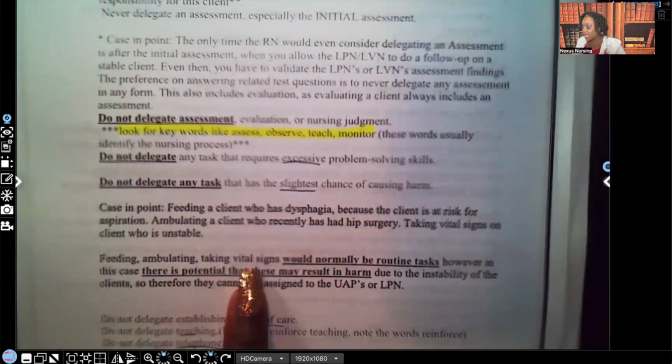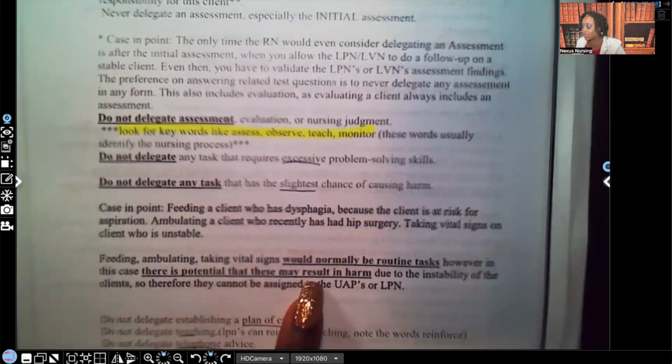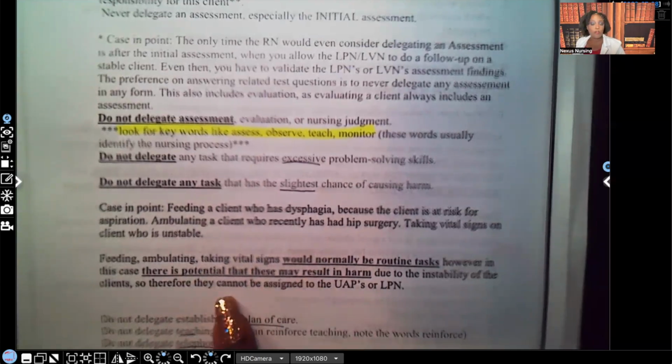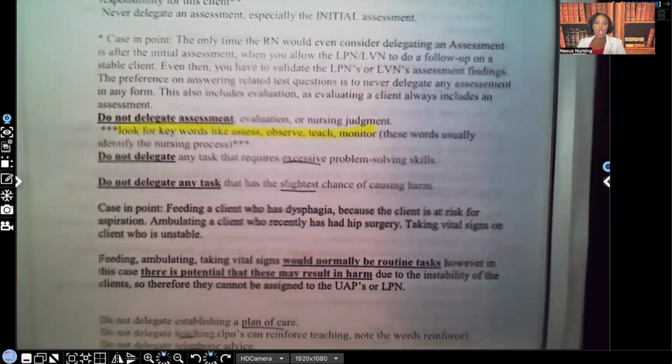Feeding, ambulating, taking vital signs would normally be routine tasks. However, in this case, there is potential that these may result in harm due to the instability of the client. So therefore, you can't delegate them to the UAP or the LPN.